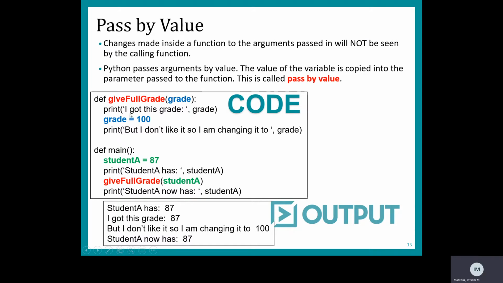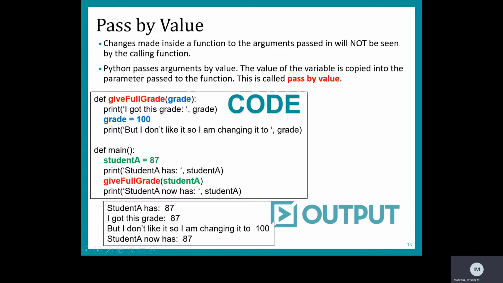And then it says print I got this grade. So it's going to print whatever they got. And then it's changing this grade to 100. And then it says, but I don't like it, so I'm changing it to whatever, 100, right? So here, if you pass in a 50, this function is going to print, I got this grade 50. It's going to make this variable be 100, and then it's going to say, but I don't like it, so I'm changing it to 100.